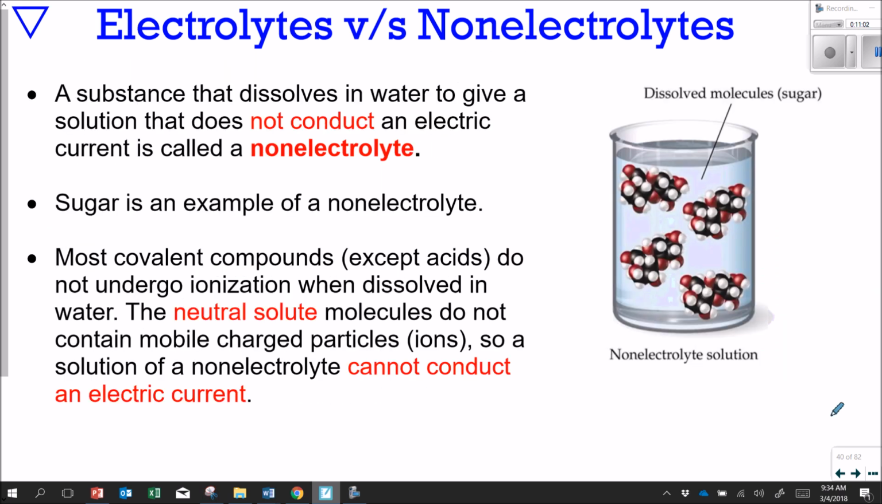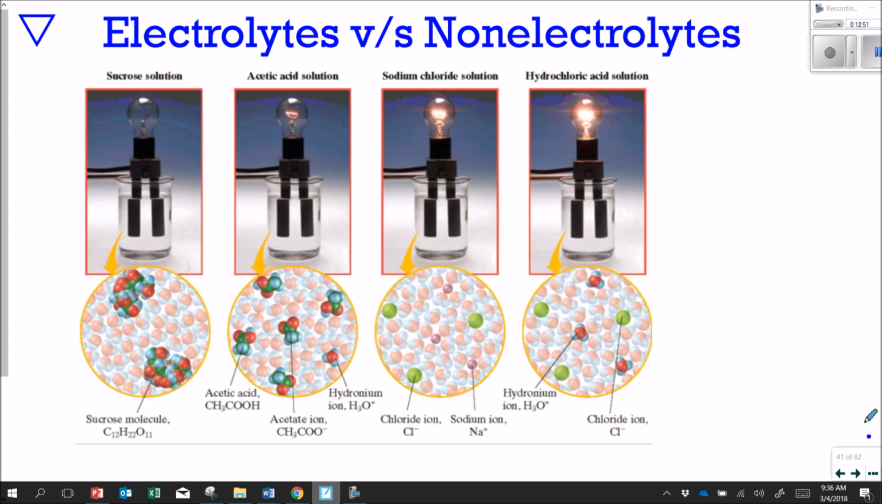A substance that dissolves in water to give a solution that does not conduct an electric current is a non-electrolyte. Sugar would be an example of a non-electrolyte. Like we said, most covalent compounds do not undergo ionization when dissolved in water. The solute particles are neutral molecules, so they do not have charged ions and they cannot conduct an electric current. So this is a good picture summary of electrolytes versus non-electrolytes. In a sucrose solution, the molecules are neutral. So we can see that the light bulb does not light because there is no movement of charged particles.